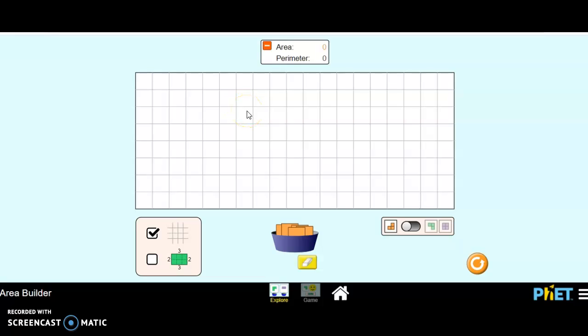Today, through this video, we are going to practice the concept of area and perimeter. What actually is area, what actually is perimeter? When we talk about area, we actually have to use the scale of squares. We have to count the number of squares.